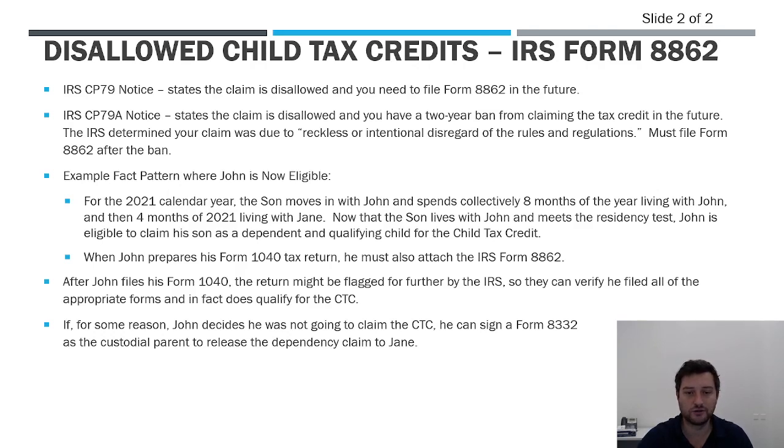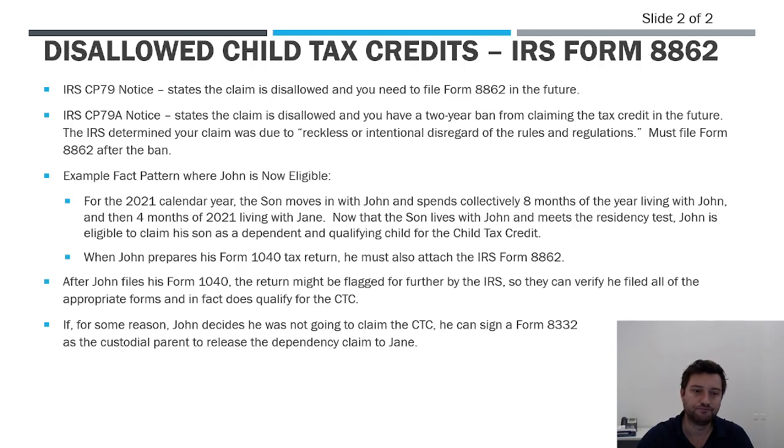Now, what's reckless or intentional disregard? In John's case, he didn't reach that level, right? He honestly thought that he was eligible to claim the child, and he did so, and he just made a mistake. Reckless or intentional disregard is a heightened level of scrutiny where you really did know what the rules were, and you just said, well, I'm going to take it anyway, I'm going to see if I don't get caught. And so if the IRS determines that that's the case, yeah, you're in trouble. You're looking at a 2-year ban.